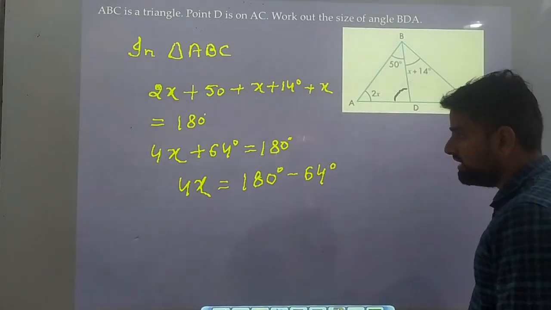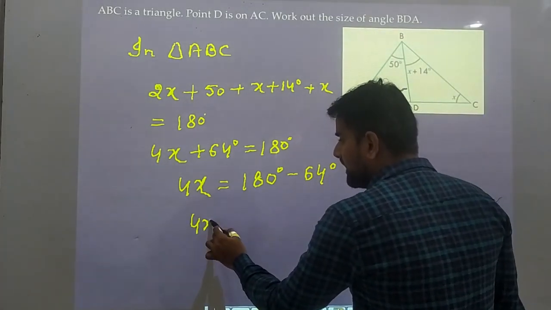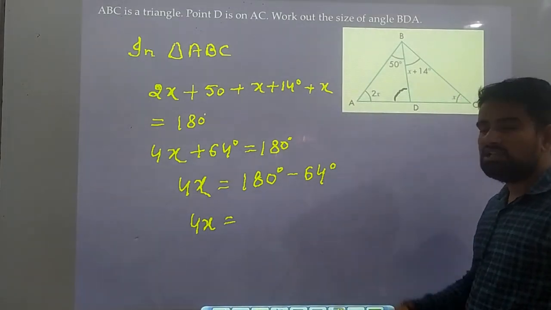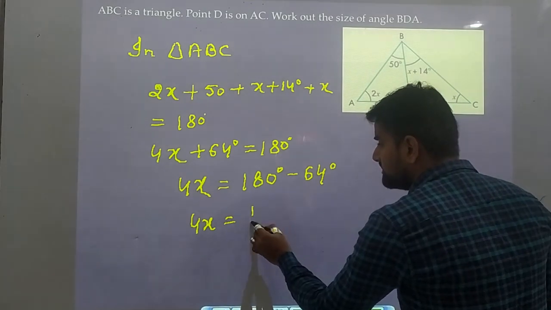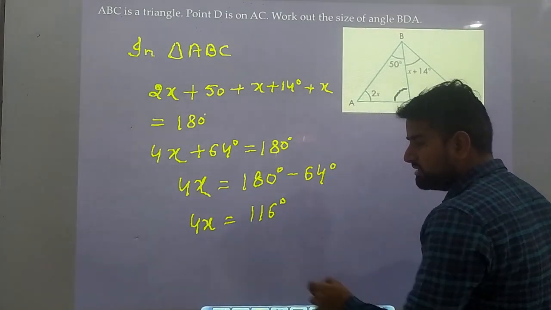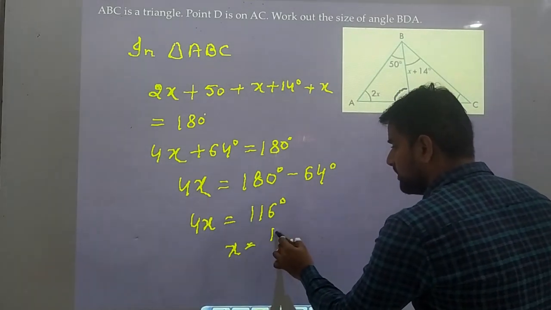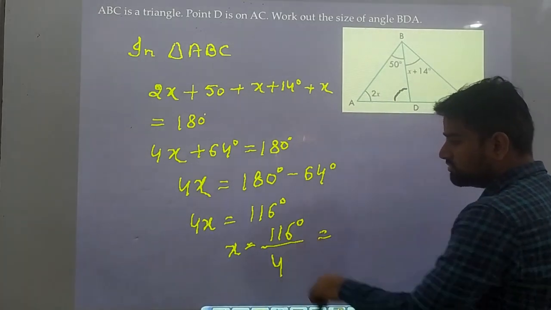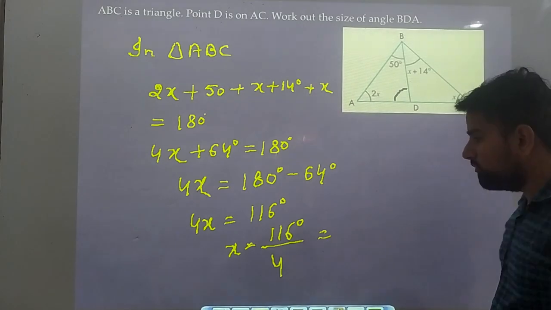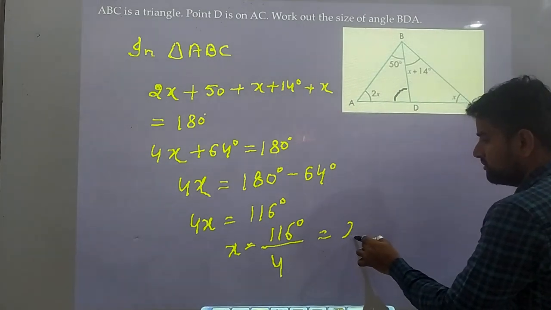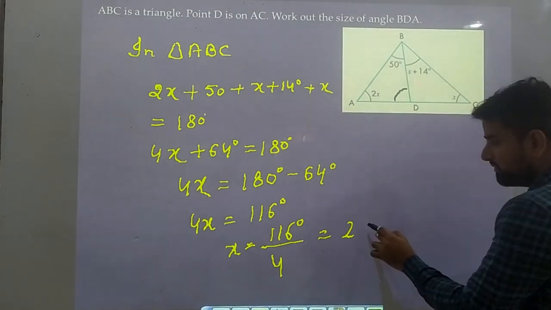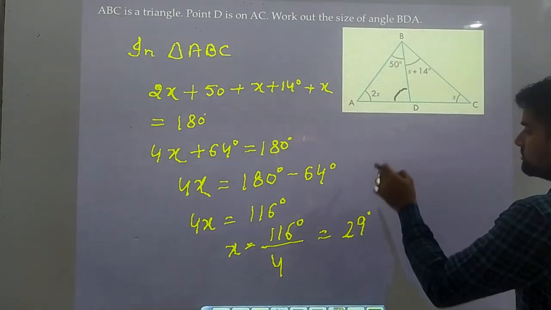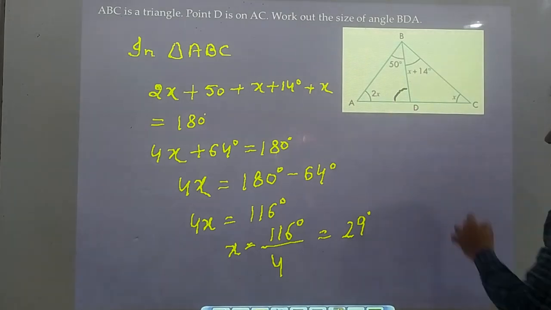I hope you understand it very easily. So 4x is equal to 180 minus 60 is 120, 120 minus 4 is 116 degrees. So x is equal to 116 degrees divided by 4. So that means x is equal to how much? 116 divided by 4. 4 2s are 8 and 4 9s are 36. So this becomes x is equal to 29 degrees. So this x here is 29 degrees.